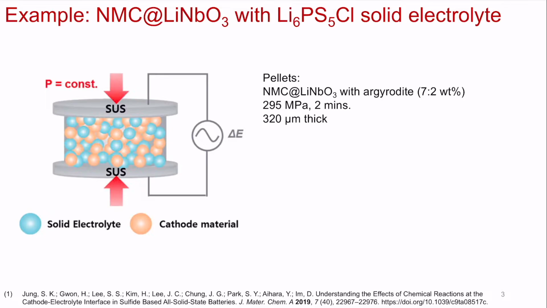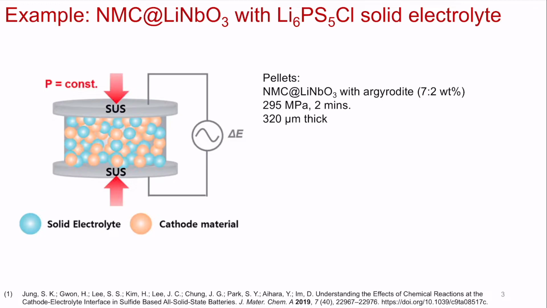And so you can just put the material in between two ionically blocking current collectors. So this is just stainless steel. That's the Japanese, the SUS is the Japanese notation for stainless steel. Right, so you see here that it's a mixture of both the solid electrolyte as well as the cathode material mixed in. So the cathode material could be bare, and that's the control, or it could be coated with lithium niobate. Okay, so that's what you see.